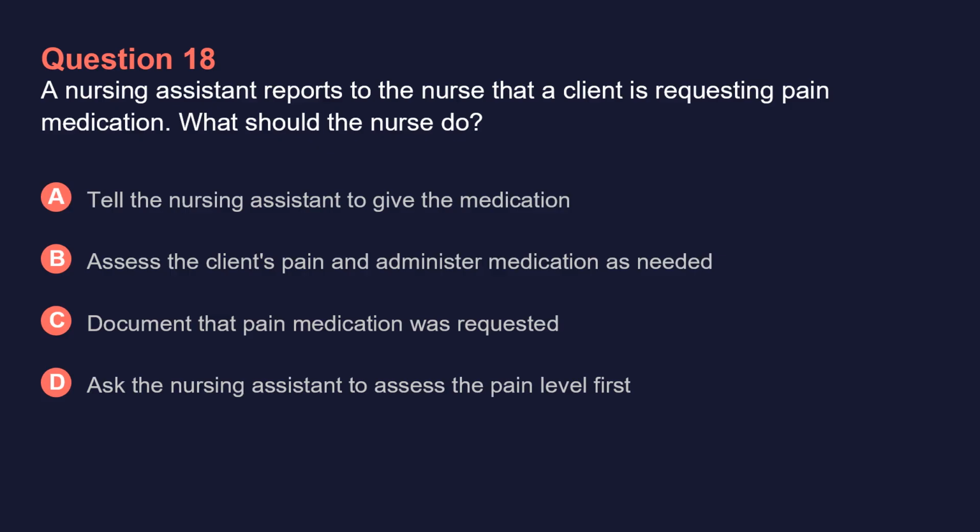Question 18. A nursing assistant reports to the nurse that a client is requesting pain medication. What should the nurse do? A. Tell the nursing assistant to give the medication. B. Assess the client's pain and administer medication as needed. C. Document that pain medication was requested. D. Ask the nursing assistant to assess the pain level first.